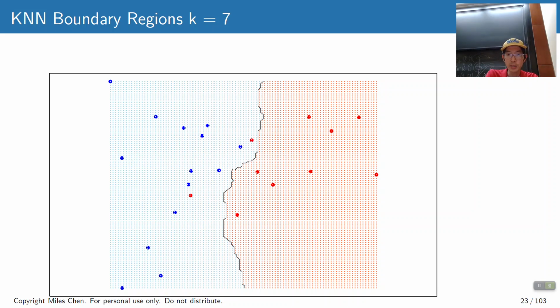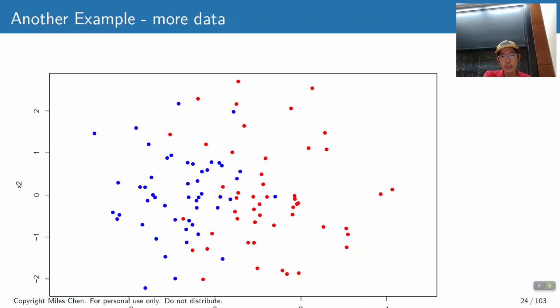Here it is at k equals 7. Here I'm going to add more data, okay? So here are just more values, red and blue dots here. And we will try drawing borders for this data as well.